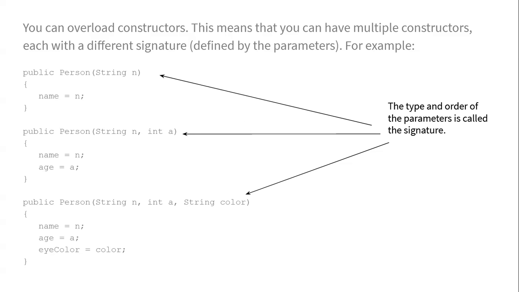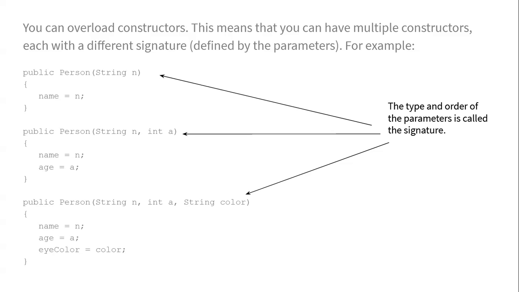Everybody, you can overload constructors. Remember, overloading is when you have more than one method or constructor with the same name, but they have different signatures. So here's 3 person constructors for some mythical person class. One just takes N for name, one takes name and age, one takes name, age, and color for eye color.